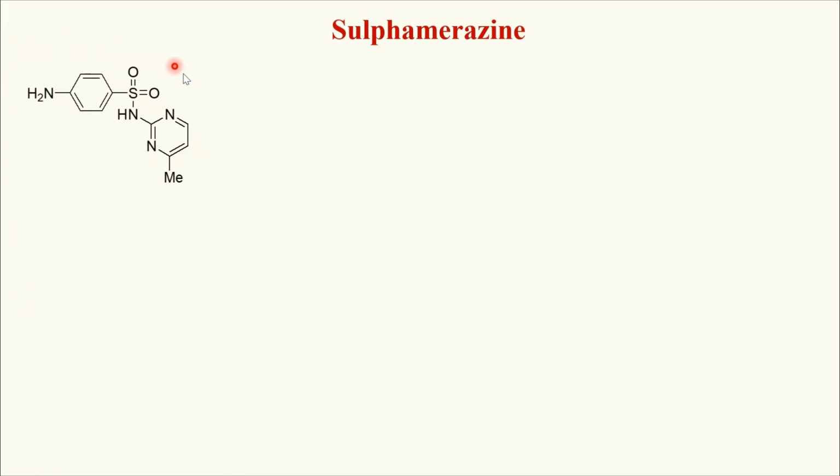This is the structure of sulfamerazine. It has a para-aminobenzene sulfonamide group attached to the pyrimidine ring system. It belongs to the class of antibacterial agents containing a sulfonamide group in it. That's why it is a sulfonamide antibacterial agent.